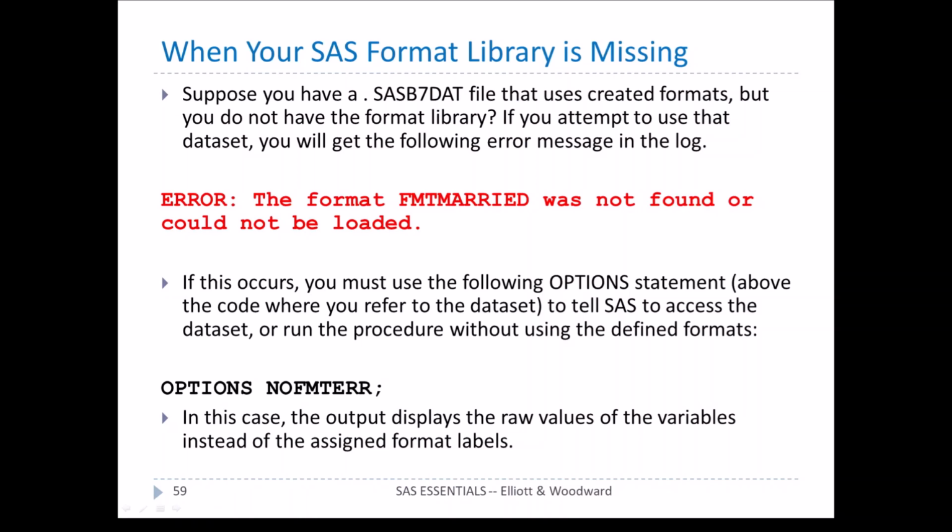In that case, you try to read the data set, and it gives you this error message. It says the format FMT married was not found or could not be loaded. So this data set thought that it had a format called FMT married, but it couldn't find one. So what do you do if you don't have the library associated with the data set? There's a way to overcome that: at the top of your program, enter options nofmterr. That tells SAS to ignore the formats and just report the values as they originally were, not the formatted values.